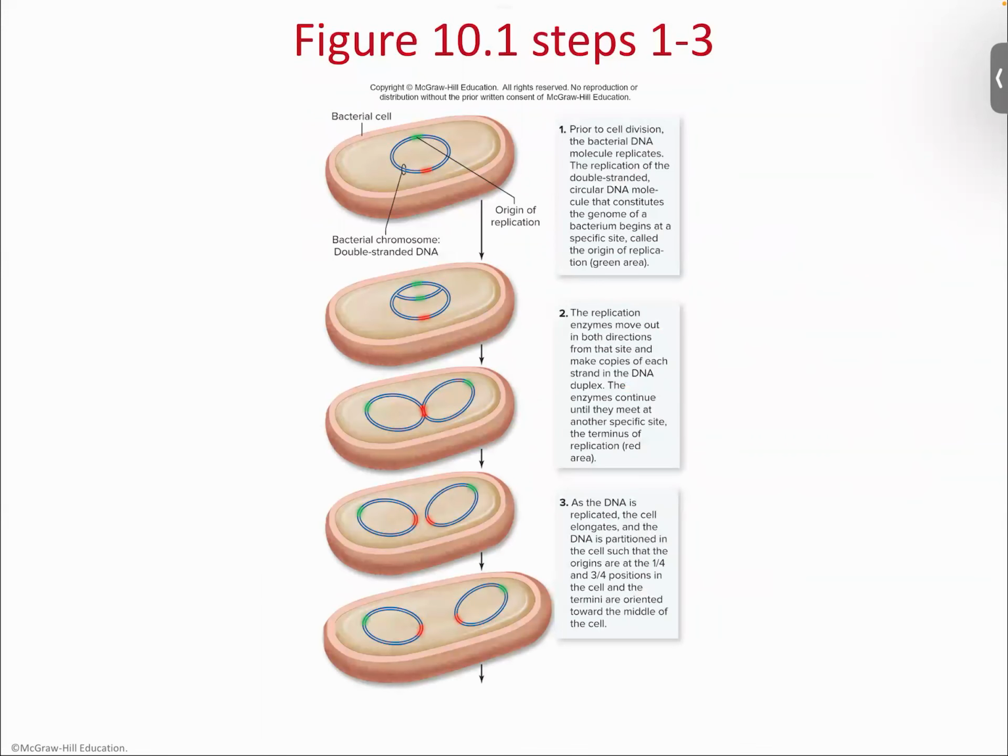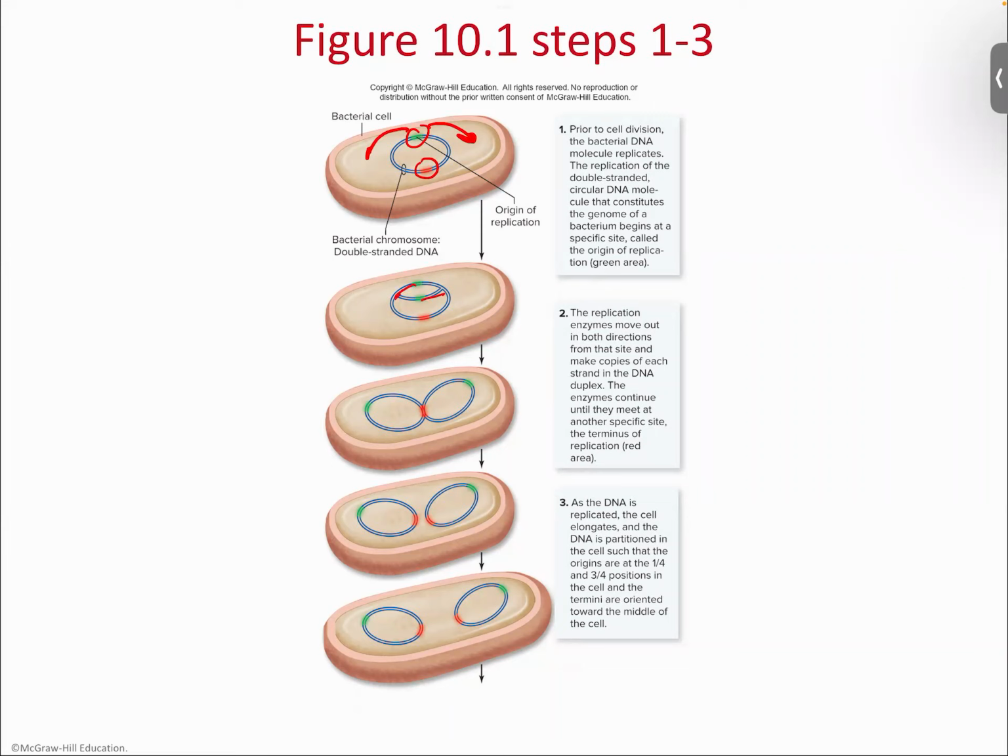So this is what it looks like. Here you can see your origin of replication in green. Your replication enzymes will bind to that origin, and one group of enzymes will go clockwise and the other will go counterclockwise. Then they'll meet at the termination site, which is on the opposite side.